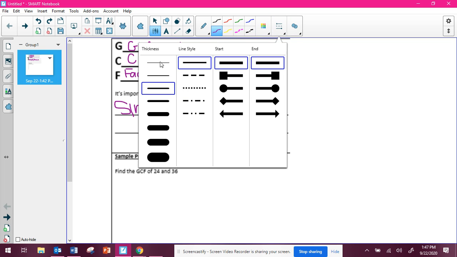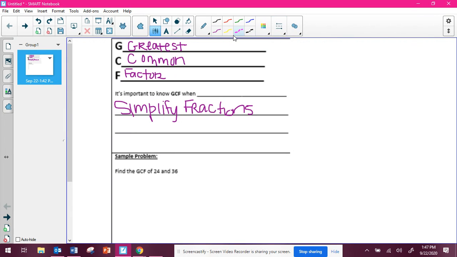Today we're going to be talking about greatest common factor. I've already filled in the words. So GCF stands for greatest common factor. It means the biggest, and common means same. And factors are numbers we multiply. And all of this greatest common factor will be really helpful when we go to simplify fractions later on in the unit.